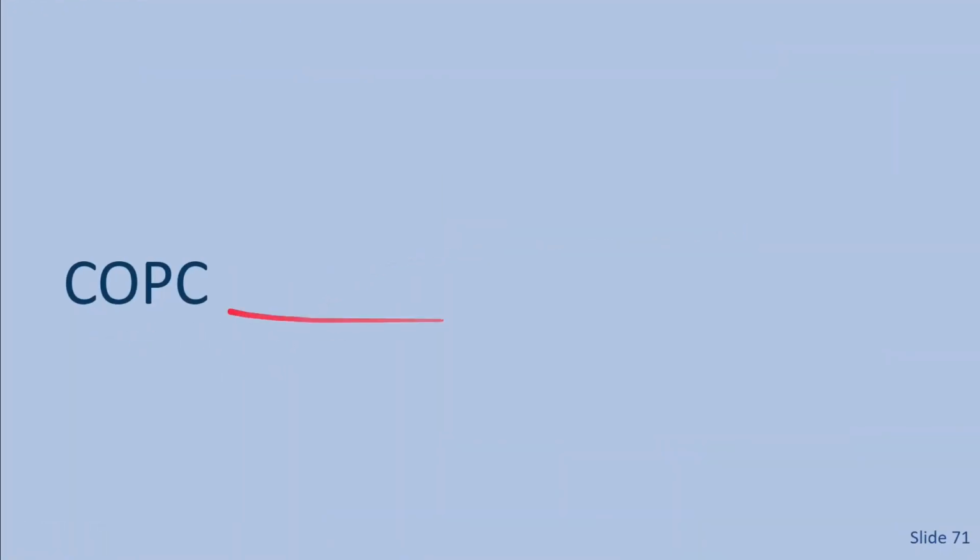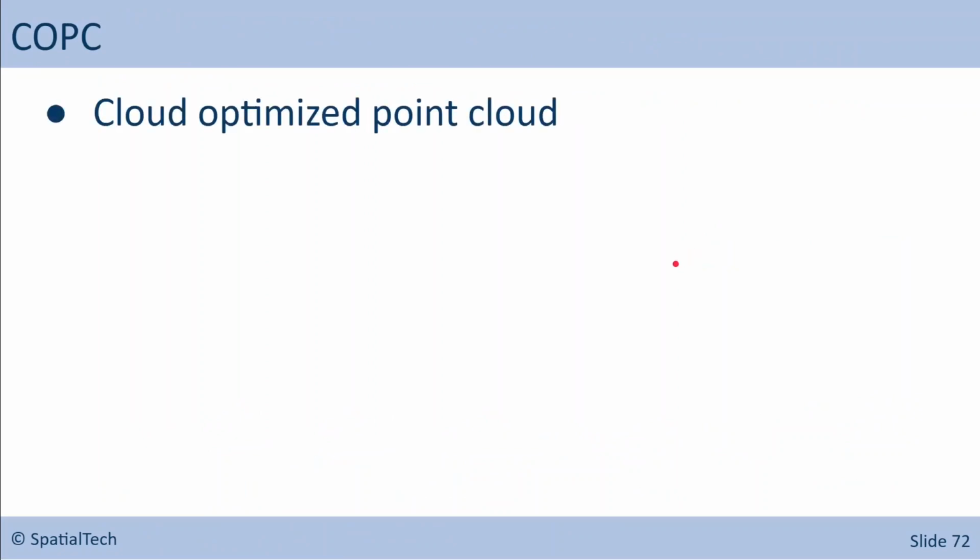So there's COPC. There's lots of different ways of saying this. Cloud optimized point cloud. That's what it is. So you can get one big LAS file, and if your computer can go grab all 6 billion points and throw them on the screen, that's great. But otherwise we have to optimize it.